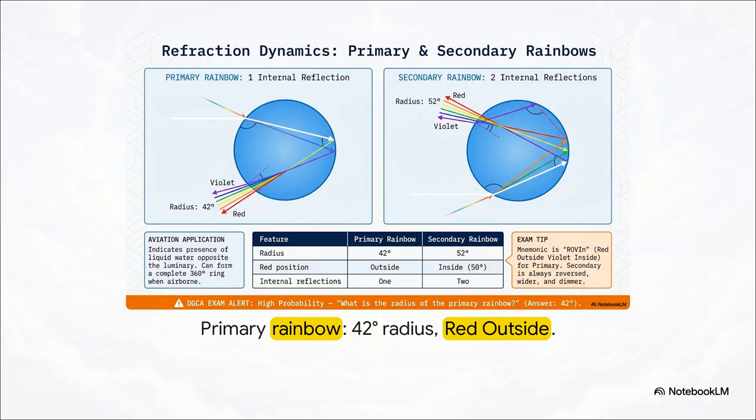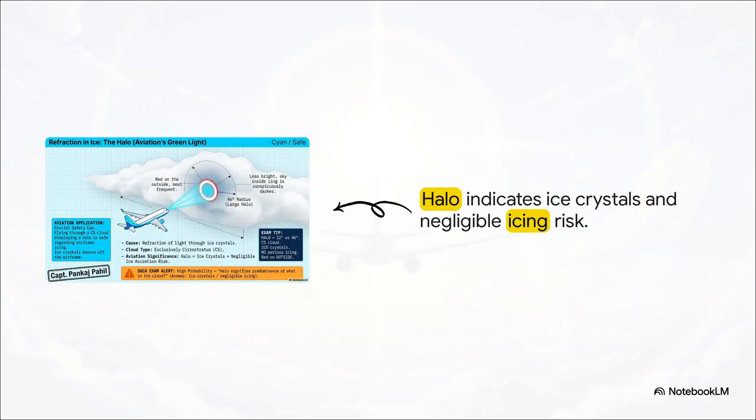For the exam, I need you to lock in the mnemonic ROY G. BIV. For a primary rainbow, it's red outside, violet inside. And remember, the secondary rainbow always reverses this. Now, let's consider the halo. This is a standard, safe operating cue. It's caused by refraction through ice crystals exclusively in cirrostratus clouds. The application here is a really crucial safety marker.